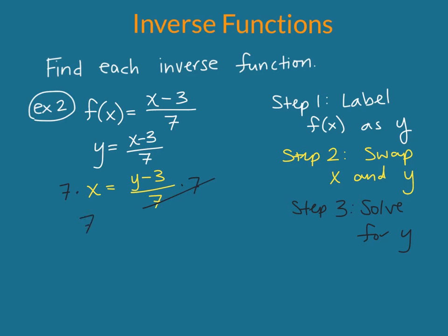So we'll be left with 7x equals y minus 3. And then we'll add 3 to both sides. So we'll have 7x plus 3 equals y. And that's our inverse. Now we want to write it in correct inverse notation. We started with f of x, so we will end with f inverse of x equals 7x plus 3.